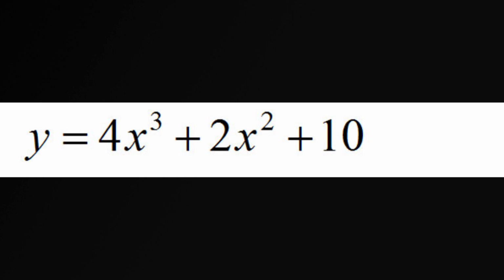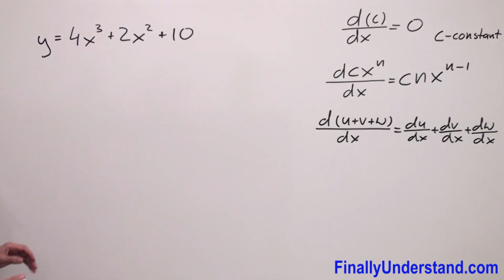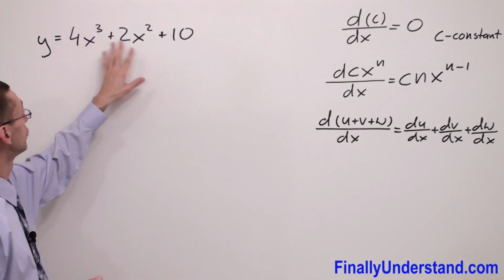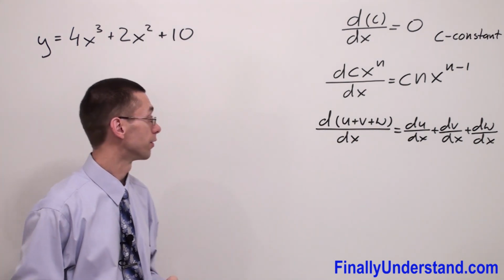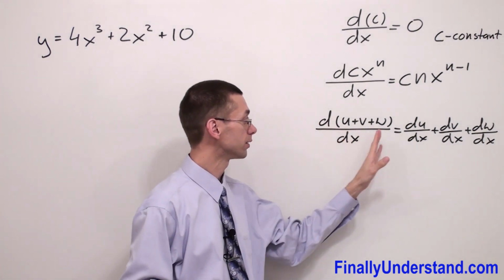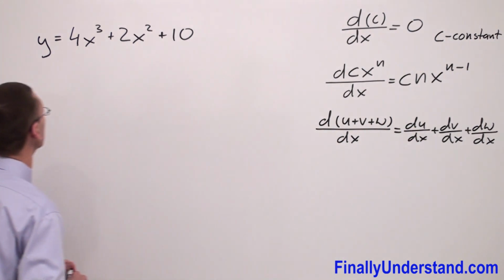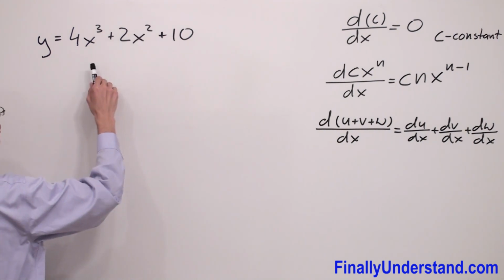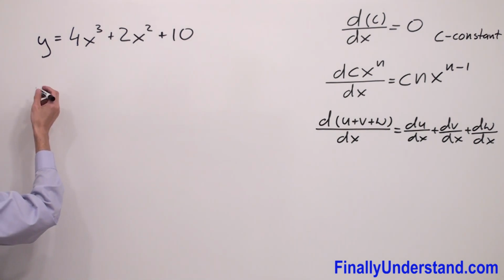This time we're supposed to find the derivative of a sum. We have the sum of three terms, okay? So the derivative of a sum is the sum of the derivatives. So what I'm supposed to do is find the derivative of each single term in my function.